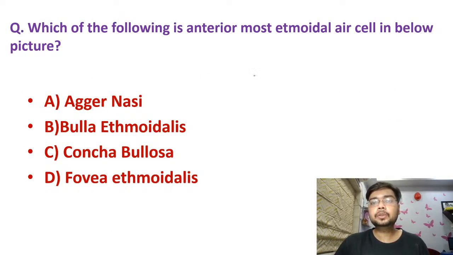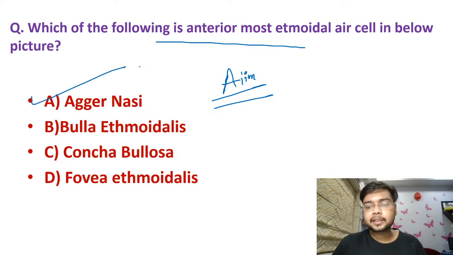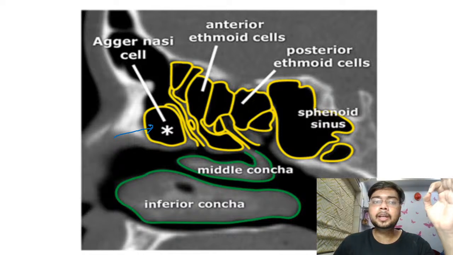Now this is one of the questions that was asked in your recent AIIMS, where they gave you a CT scan picture of nose and paranasal sinus, and asked you about the anterior-most ethmoidal cell in the picture. This question I have already discussed, so I will be a little fast with this. The answer is agger nasi, and they had marked one structure here. So again, the anterior-most ethmoidal cell, if it is pneumatized, will be agger nasi.